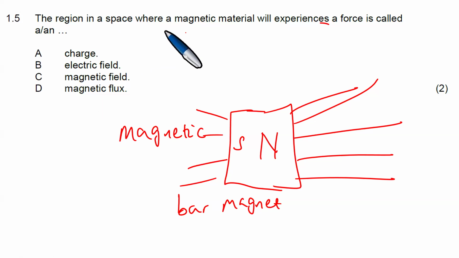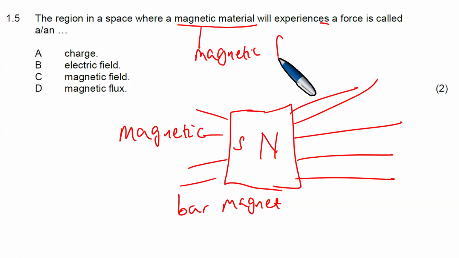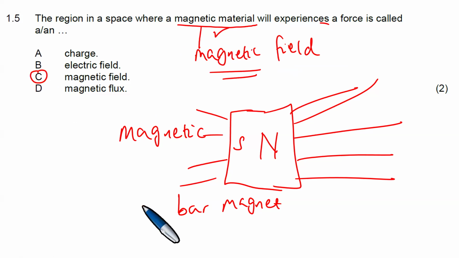So the region in space where a magnetic material experiences a force is a magnetic field. All right. So this experiences a force in a what? In a magnetic field. And therefore the correct answer is this, because you're dealing with a magnetic material. And this magnetic material experiences a force in a magnetic field. Altogether. Yeah. Next point.